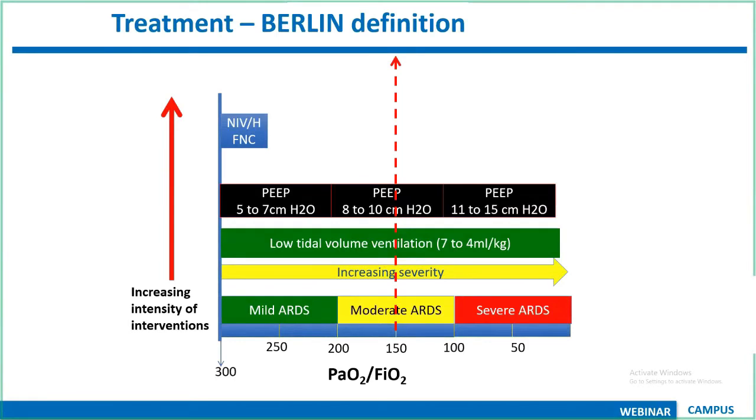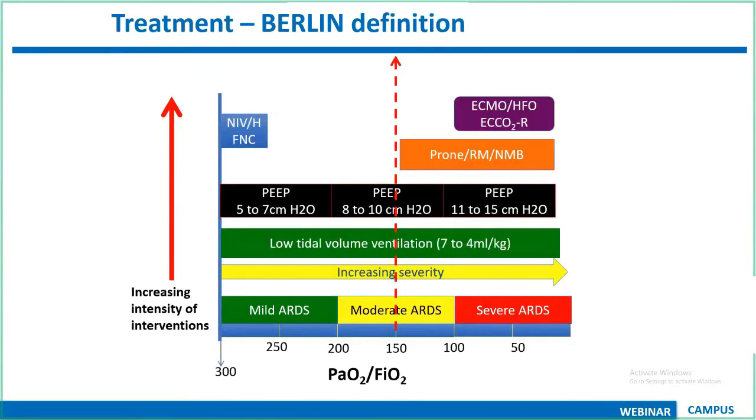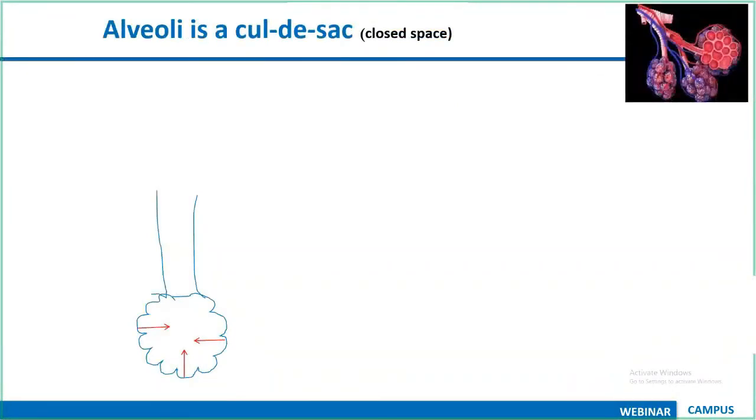Initially with mild ARDS we can try NIV or high flow nasal cannula, but with severe ARDS we will have to prone ventilate, use recruitment maneuver sometimes, and neuromuscular blockers. And in severe ARDS, when the PF ratio is less than 50, we go with ECMO. This was also discussed.